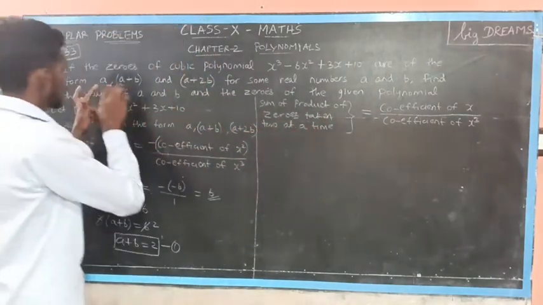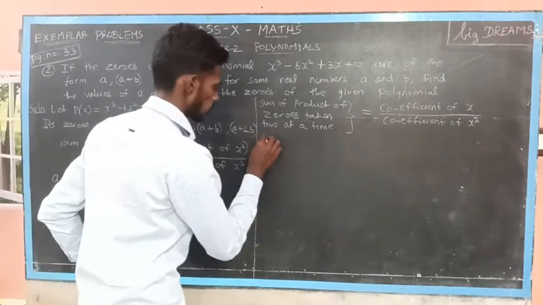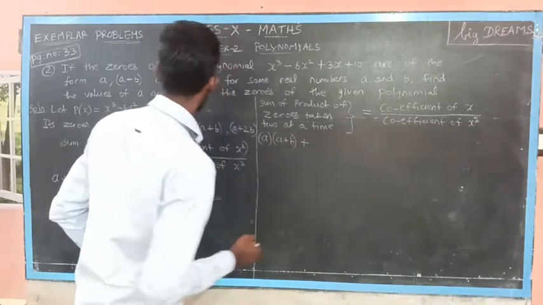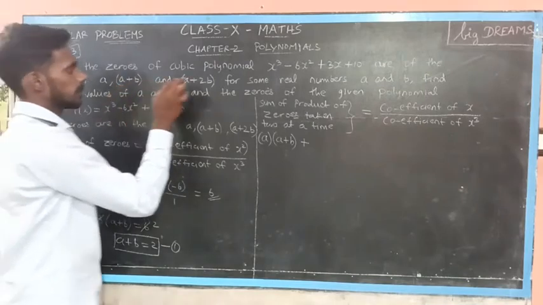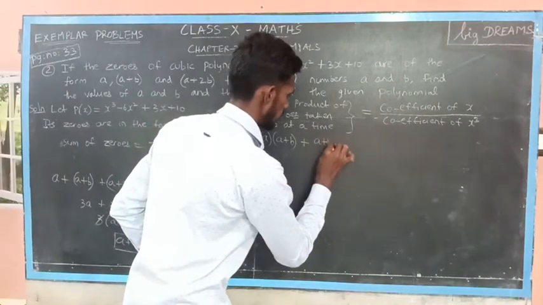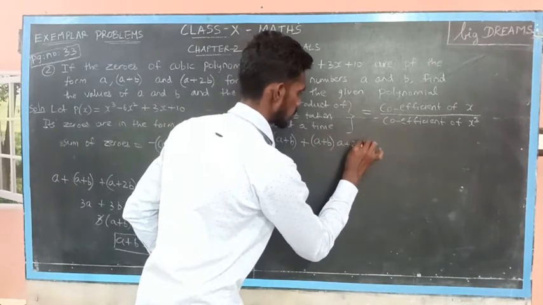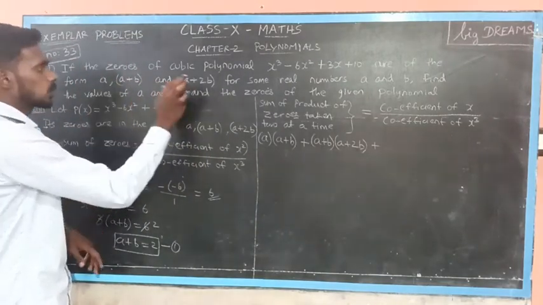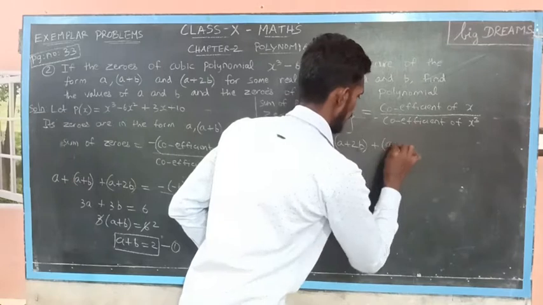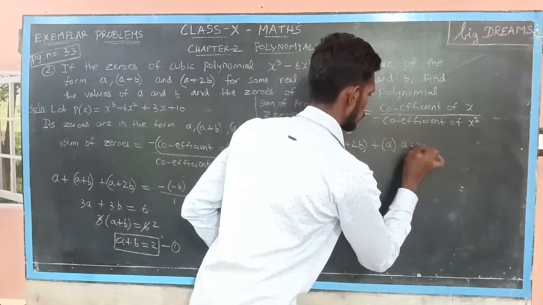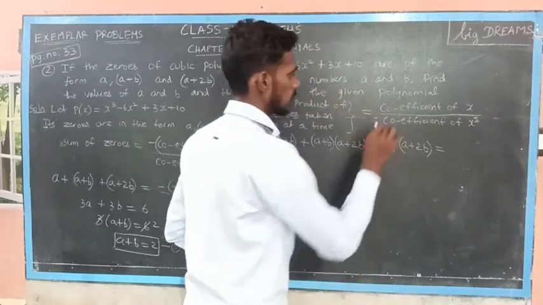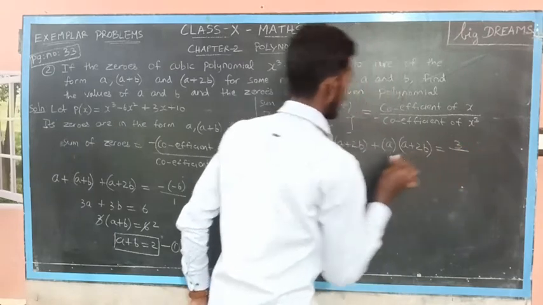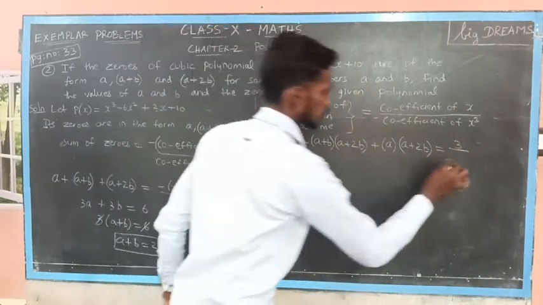Okay. So, this is sum of product of zeros taken 2 at a time. First, let me take the first 2 zeros, a and a plus b. So, product of a and a plus b, plus next, second zero into third zero, that is a plus b into a plus 2b, plus taking first zero and third zero, a into a plus 2b, which is equal to coefficient of x term. Here the coefficient of x term is 3, by the coefficient of x cube, it is 1. So, it is 3 by 1.